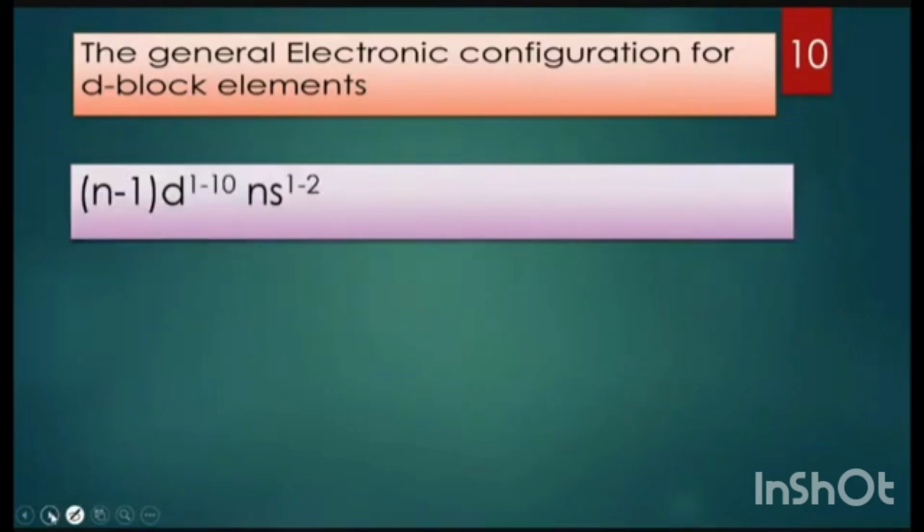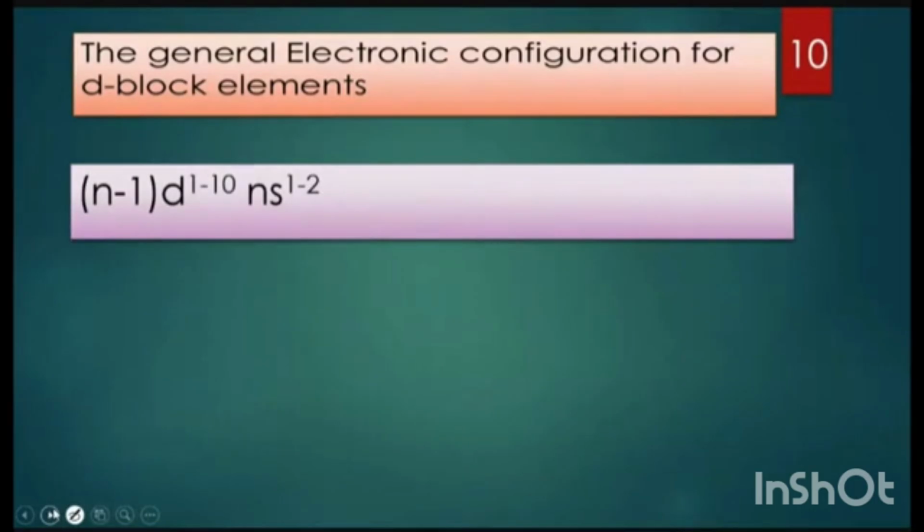Then what is the general electronic configuration for d block elements? I think you can remember, from last year, with respect to the s block and p block elements, you had written the general electronic configuration, particularly for s block elements and for p block elements as well. So here also, for the entire d block elements, we can give a general electronic configuration, and it is like this: (n-1)d 1 to 10, ns 1 to 2.